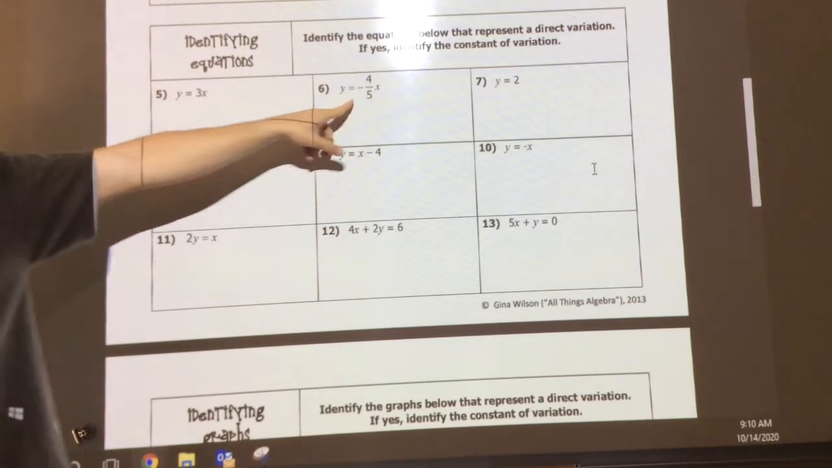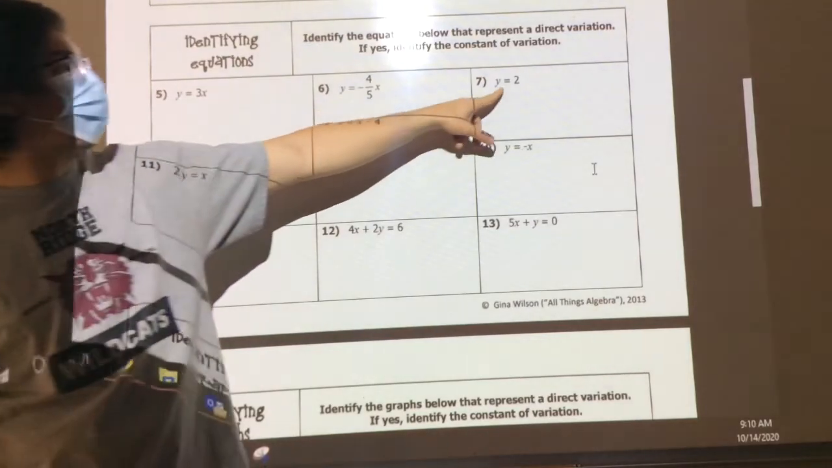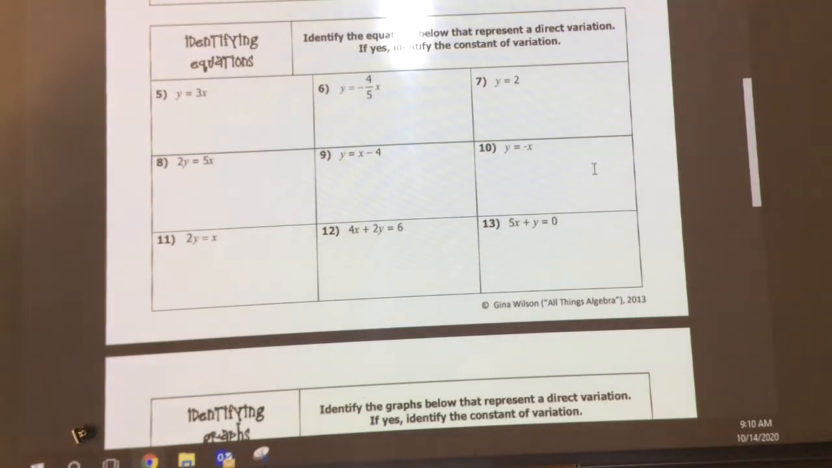So what's the constant of this problem right here? 3. Direct variation or no? No. Why? There's no y-intercept. What's the constant of this one, Stone? -4 over 5. Very good. Connor, direct variation or no?